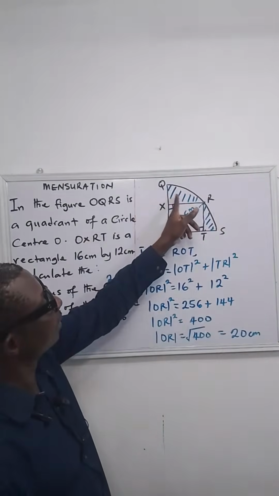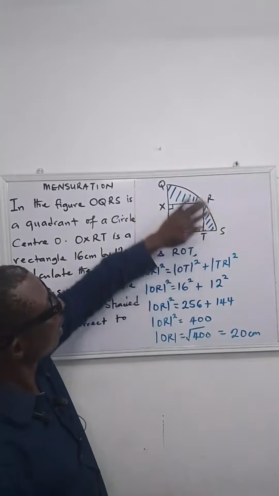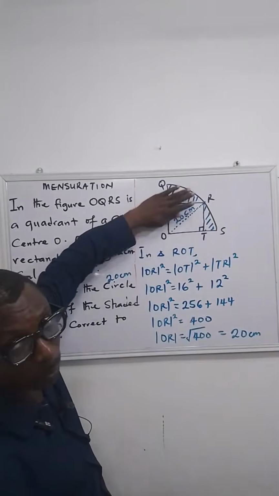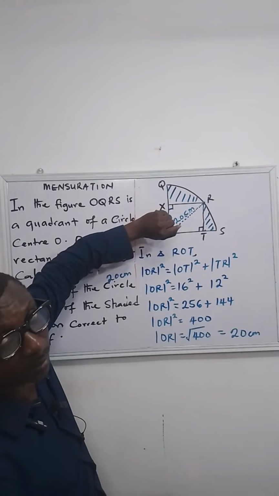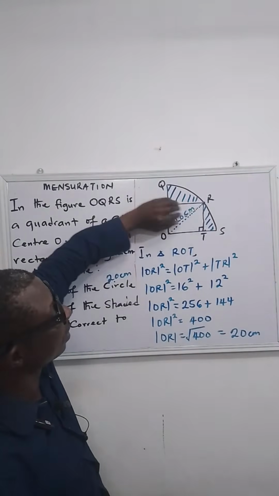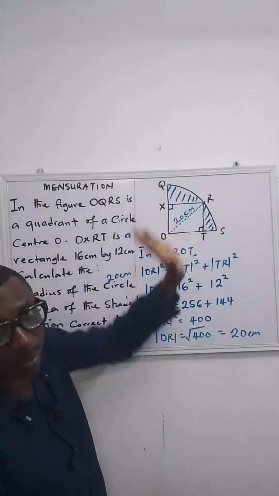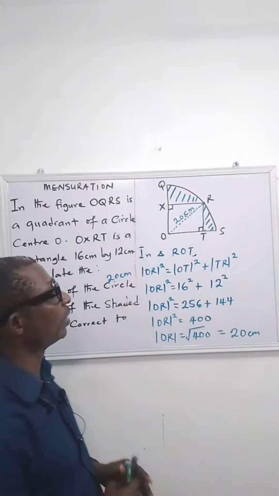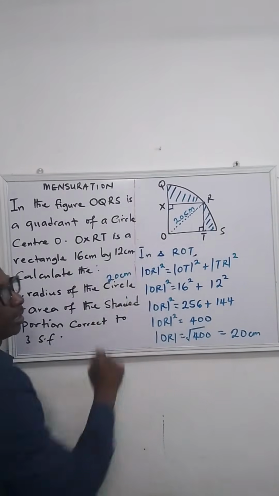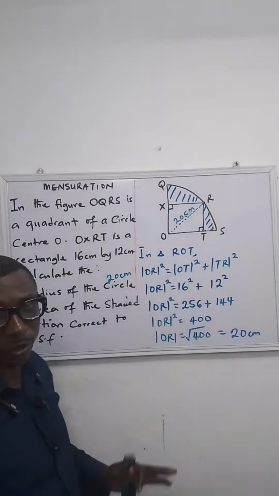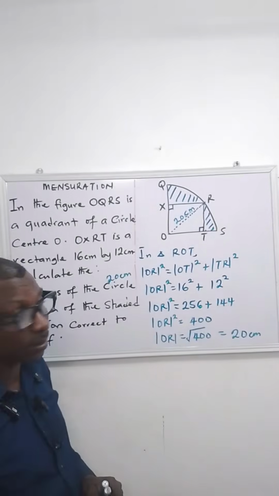Now, if I want to get the shaded region here, out of this quadrant, the whole of this, I will just take away the triangle, a rectangle, sorry. So once I remove this rectangle from it, I'll be left with the shaded region. So that means area of the quadrant minus area of rectangle gives us area of the shaded portion. I hope you understand that. All right.